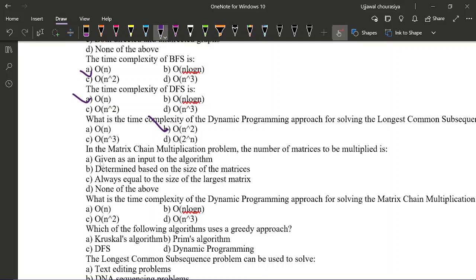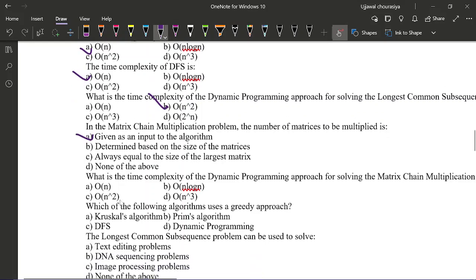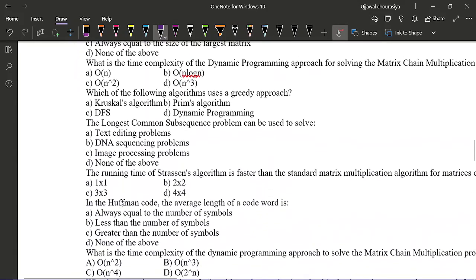In the matrix chain multiplication problem, the number of matrices to be multiplied is given as input to the algorithm. What is the time complexity of the dynamic programming approach for solving matrix chain multiplication? Its answer is order of n cube. Which of the following algorithms uses a greedy approach? So the greedy approach is used by Kruskal algorithm.